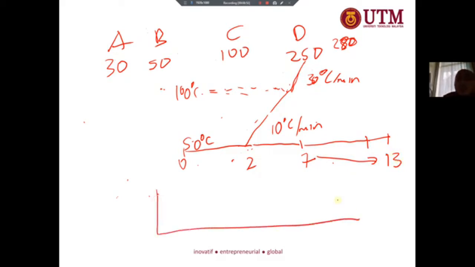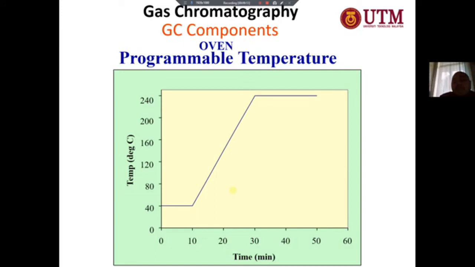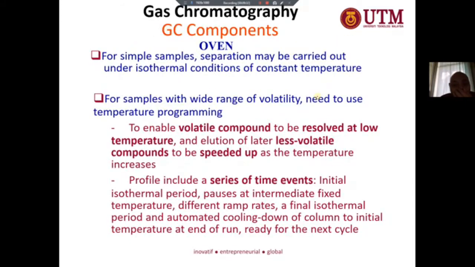The chromatogram that we should get is supposedly like this. So we should get A, B, C, D. So that's why we need the temperature programming. Here is where we hold the temperature. Here is where we ramp, how many degrees Celsius per minute, depends. And then maybe here we hold again. I'm not really sure, but that's the term. Yeah, the terms are pulse, ramp rates, cooling down.